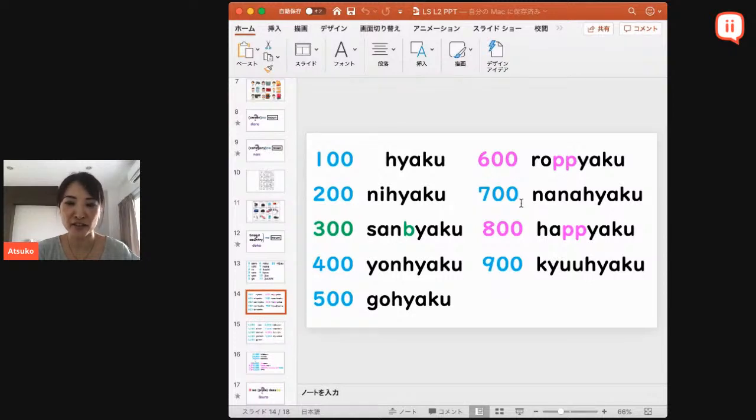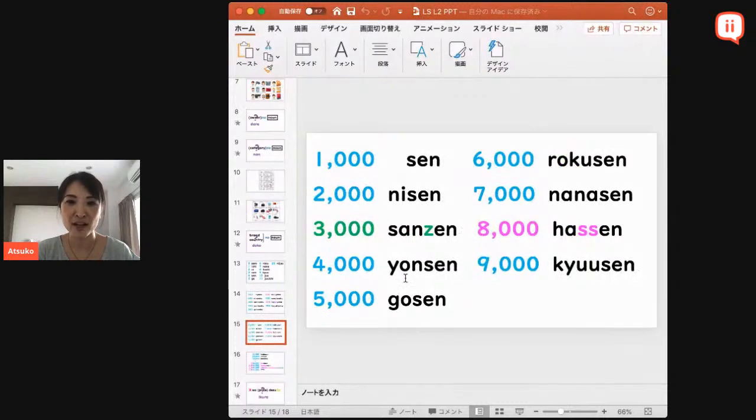Seven hundred is not irregular, nana hyaku. Eight hundred is irregular again, not hachi hyaku, but happyaku, with a small tsu here. Okay, last one, nine hundred, kyu hyaku. Three hundred, six hundred, and eight hundred are irregular. There are three exceptions.